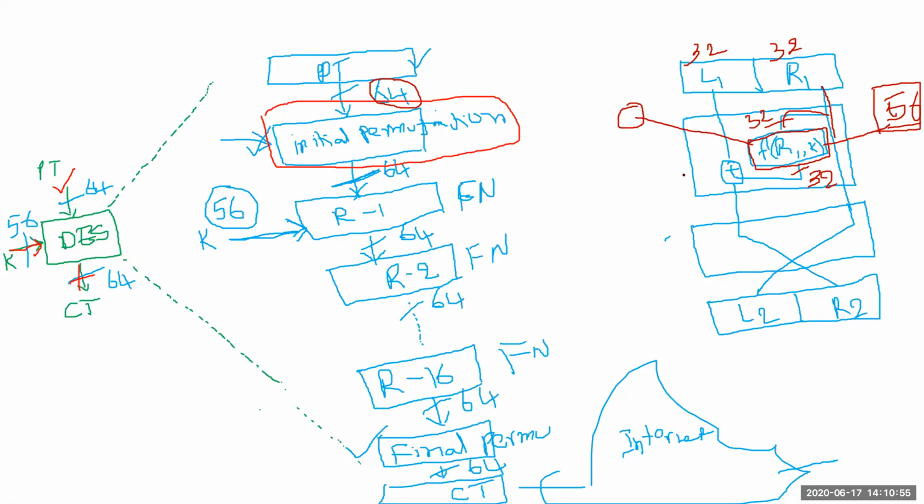And the Feistel network we have already seen. The 64-bit block will be divided into equal parts, that is 32 and 32, one left and the second one right. Left will always be used for exclusive OR with the round function. Right will be directly submitted to the left of the second round.